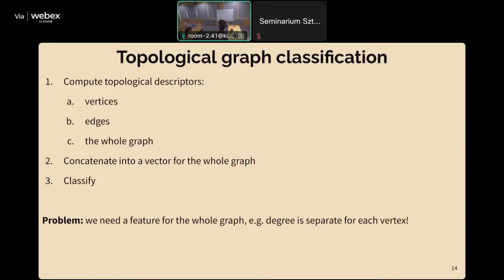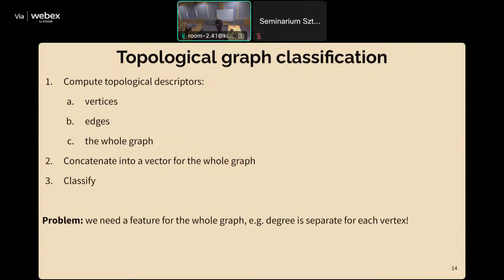And how to do graph classification using those topological descriptors? The idea is as follows. Firstly, we compute those topological descriptors. We compute them for vertices, for edges, for the whole graph, whatever we want. It's our choice what we compute. Because, for example, we may have some domain knowledge, for example in social networks, that some descriptors indeed work quite good.